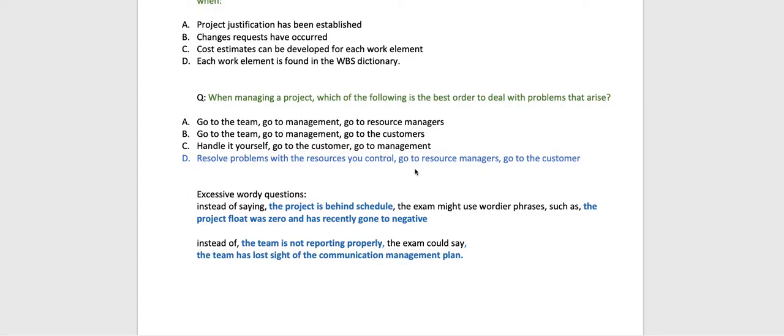The reason is, the question is saying, what are you going to do when you're managing a project and there is a problem? Well, you will try to solve it by yourself, and you will take the help of the team you have. You will take the help of the resources you have because you're a project manager. And then you will go to your resource manager, the managers above you, and then you will go to the customer, because you can't go to the customer before you go and talk to your management.